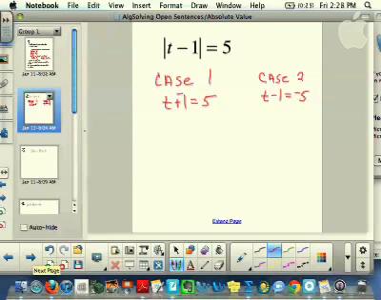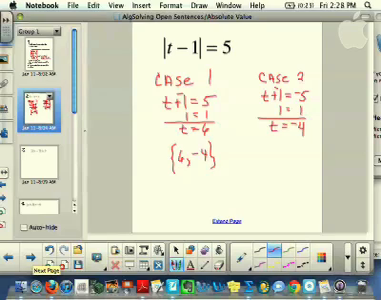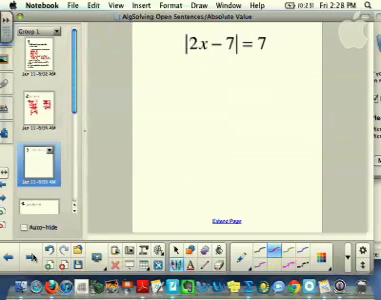If I solve the first one, t is 6. So I have two answers to this equation. Either t is 6 or t could be negative 4. And I could graph those numbers on the number line if I needed to.